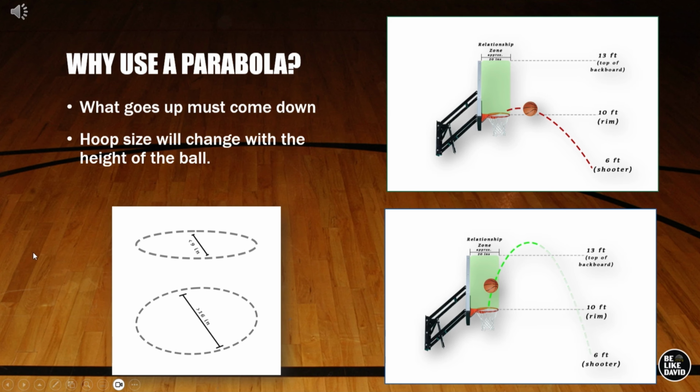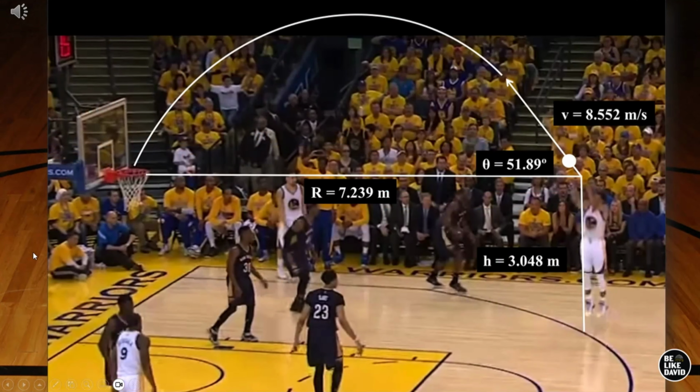Lastly, here's an example of Steph Curry using a parabola in his shot trajectory. Interestingly, he inspired the higher arcing shot trend back in 2015.